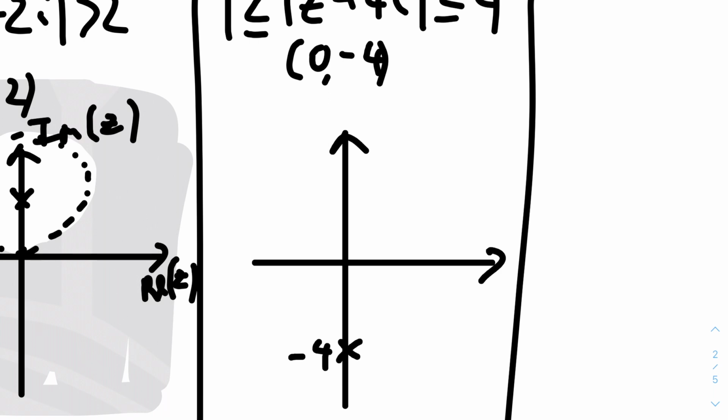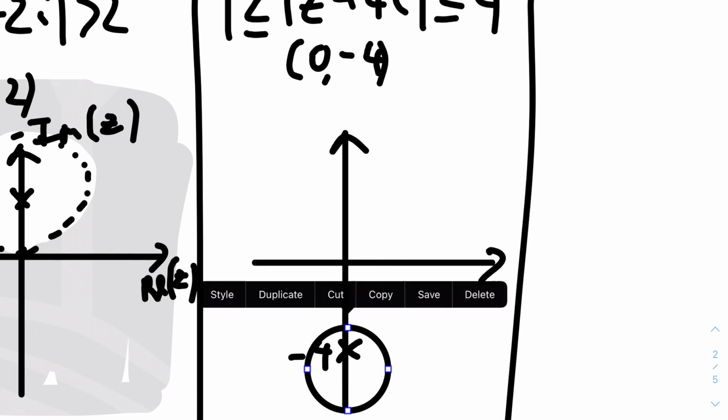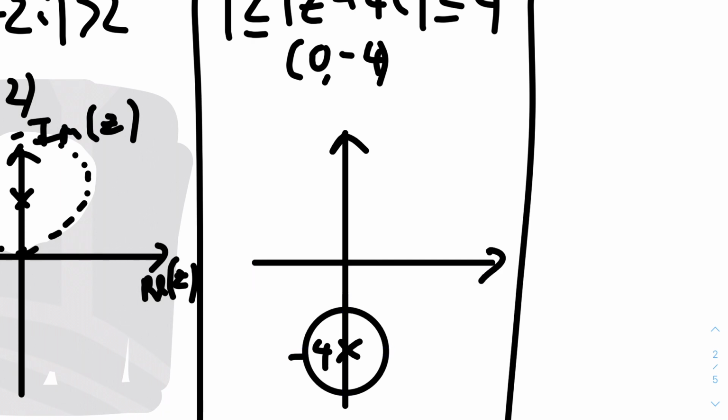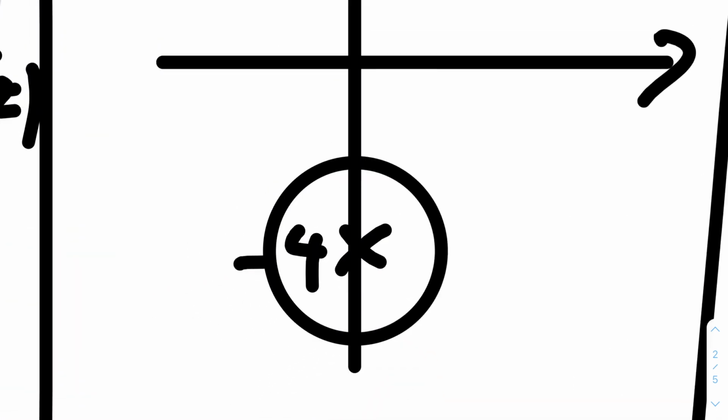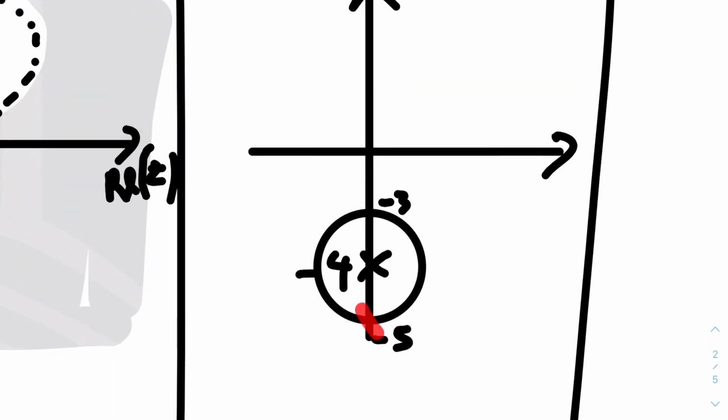That means we have to draw this circle here at the center, like so. This will be a circle with radius 1, so this will be minus 3 and this will be minus 5, right? The point here, minus 5.